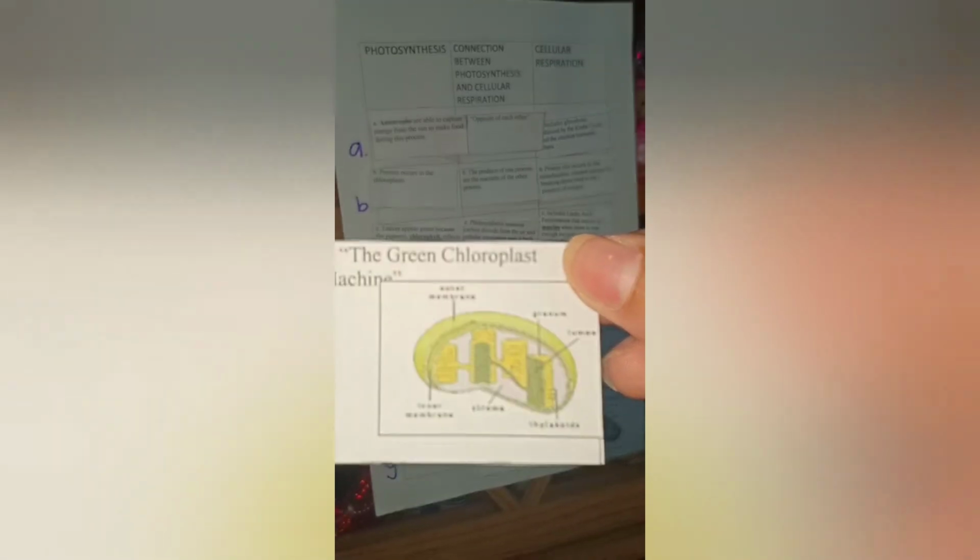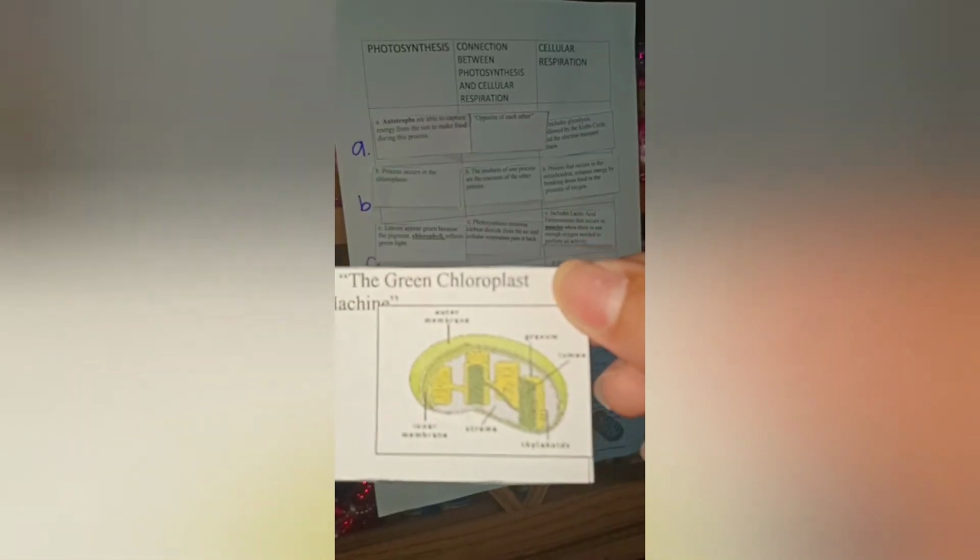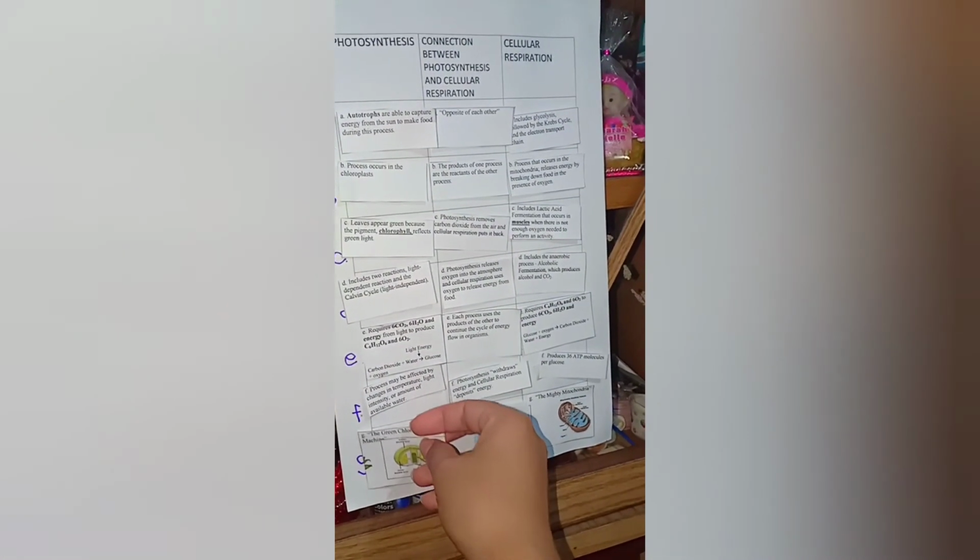And we have here the last item, the green chloroplast machine. Okay, so of course this is for the photosynthesis, the site of photosynthesis. Okay, so this is how we distinguish photosynthesis and cellular respiration.